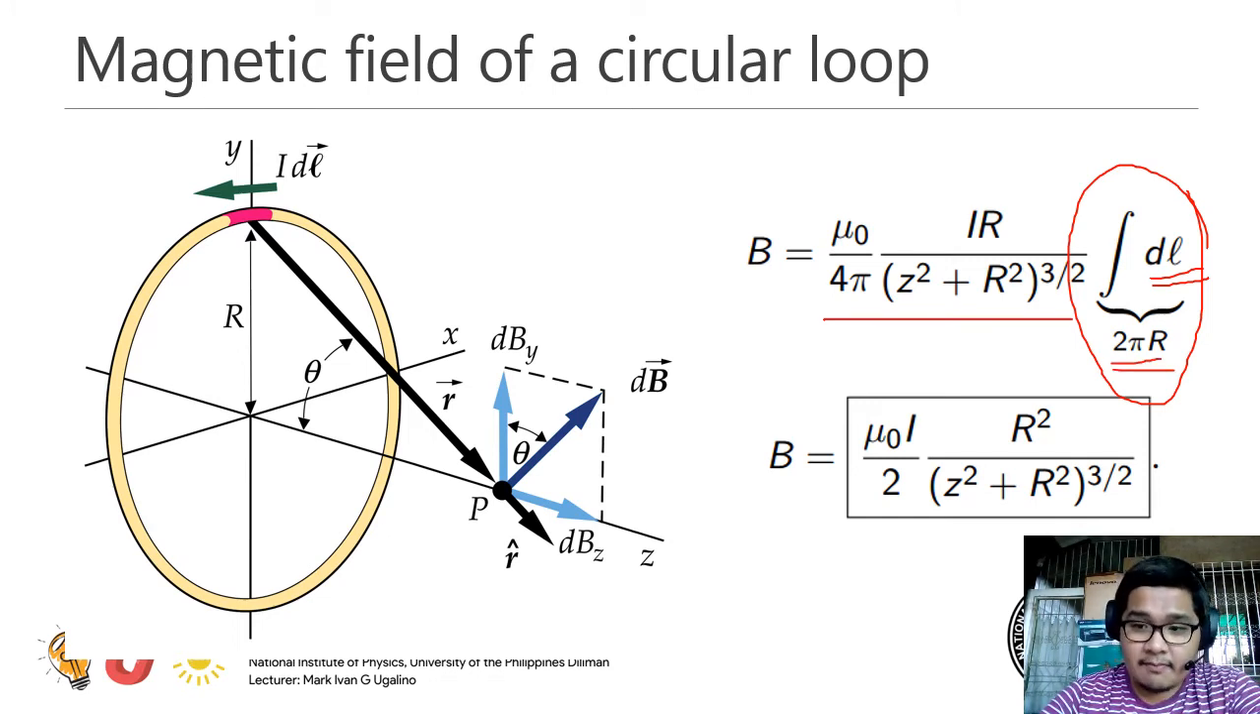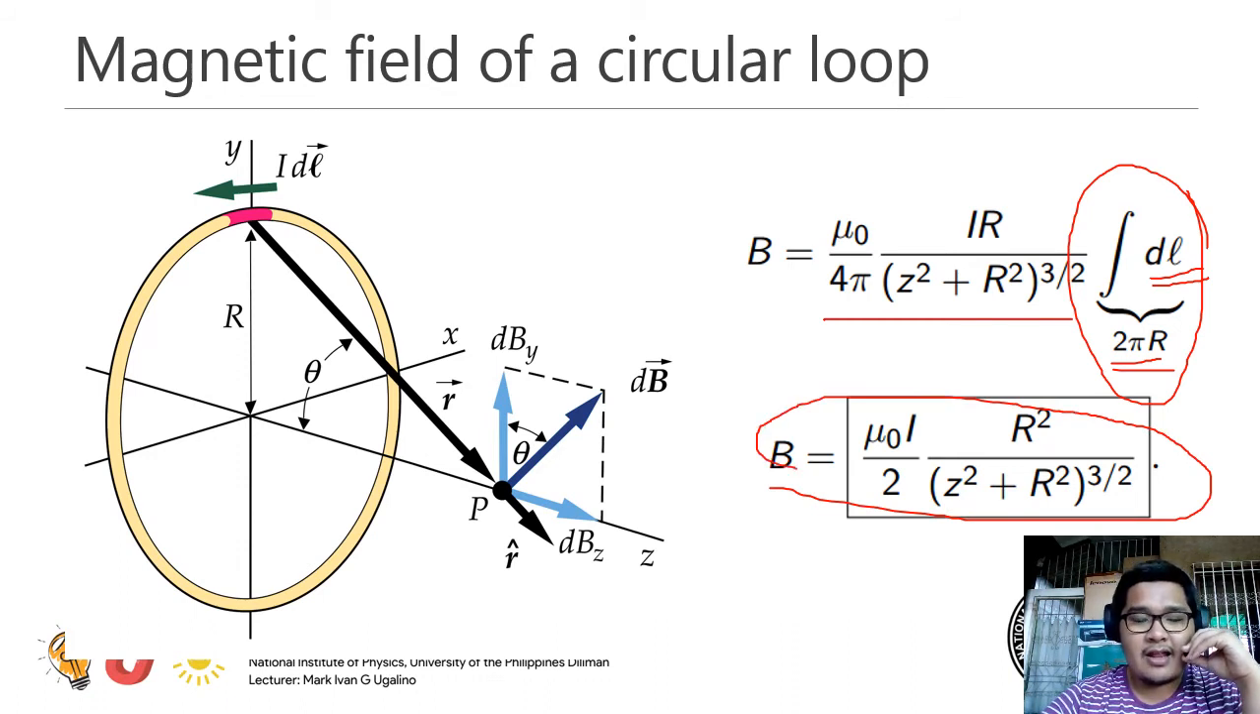If we multiply that 2 pi r with your mu naught over 4 pi IR over z squared plus r squared raised to 3/2, what you get is this magnitude for the circular loop, which is just mu naught I over 2 r squared over z squared plus r squared raised to 3/2. And that is the magnetic field at some point P that is located a z distance from the origin.